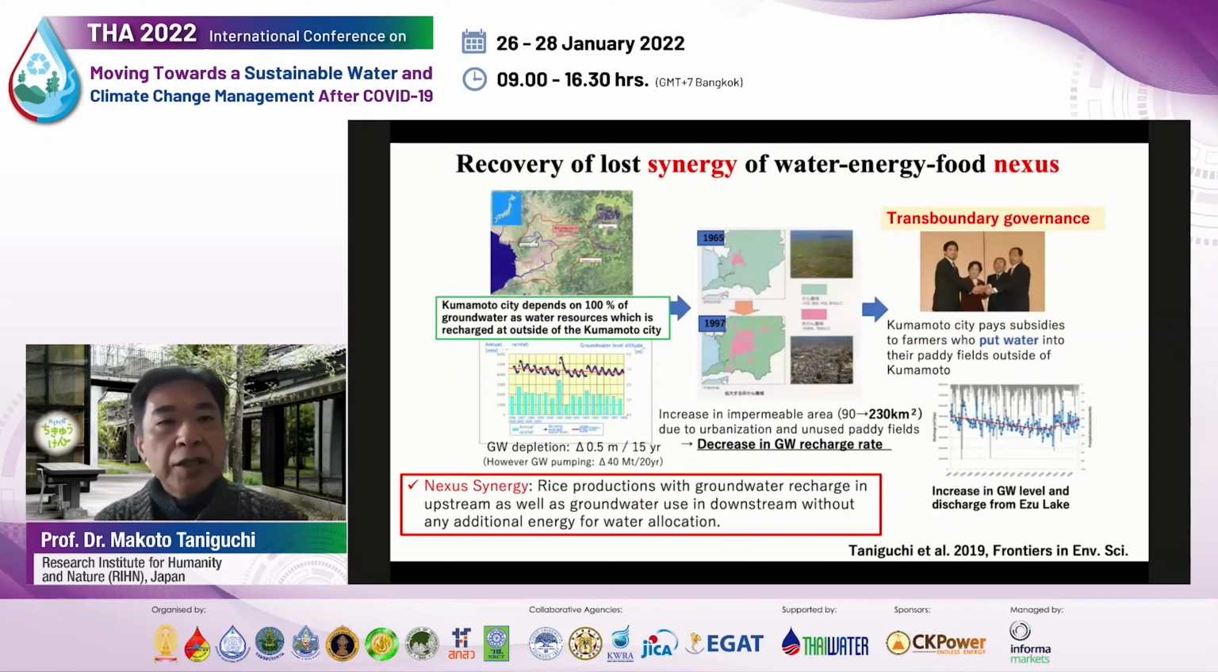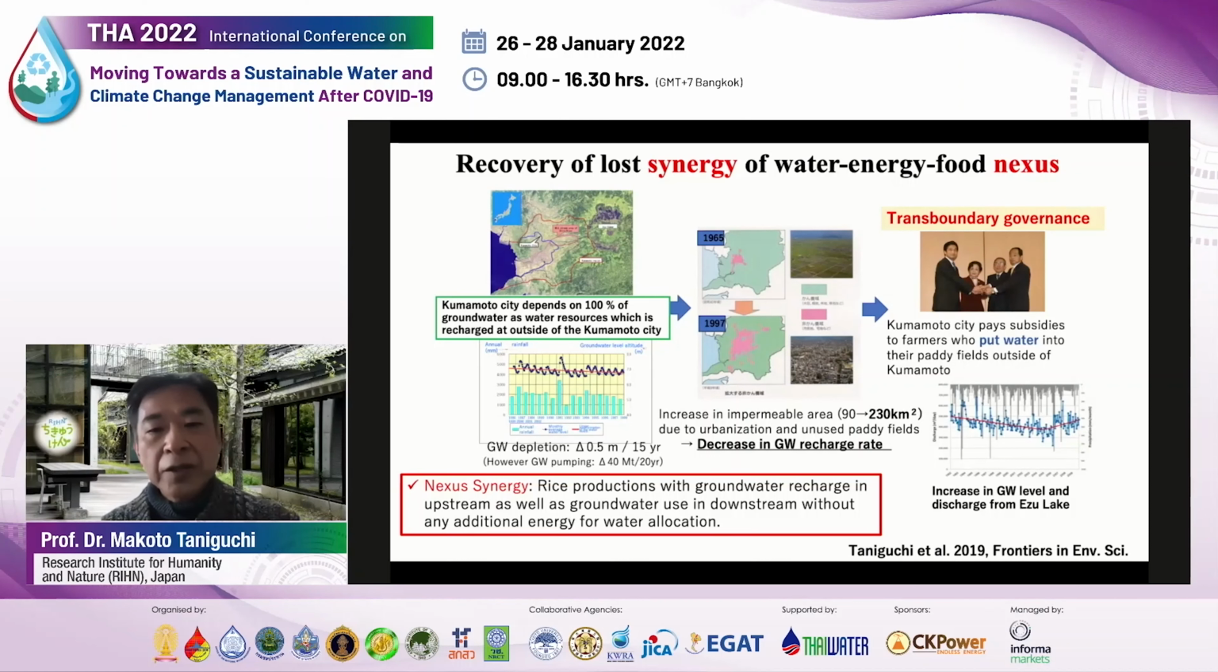I want to share one case study, the recovery of the lost synergy of the groundwater-energy-food nexus, which happened in Kumamoto City in Kyushu Island in Japan. Kumamoto City depends on 100% groundwater as its water resource, which is recharged at the upstream of the basin, outside of Kumamoto City. And recently, groundwater depression occurred in Kumamoto City.